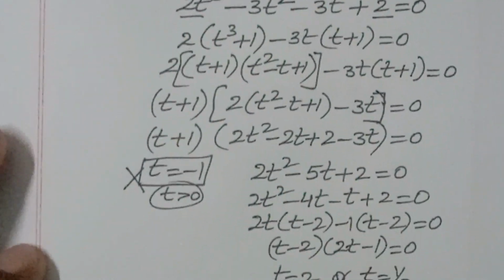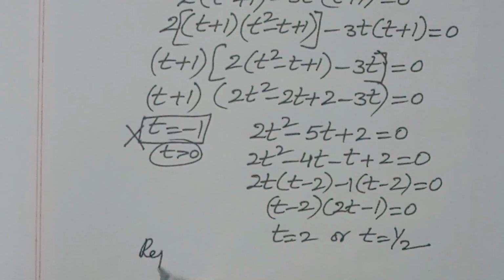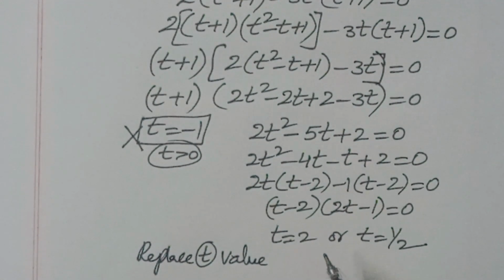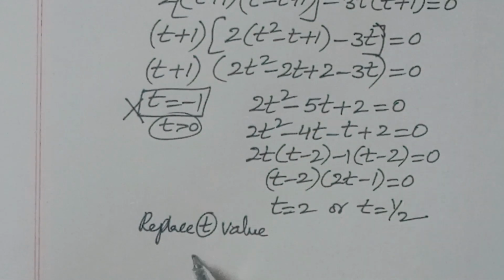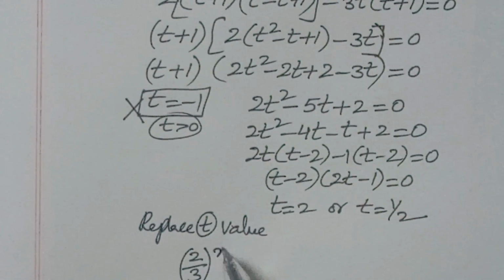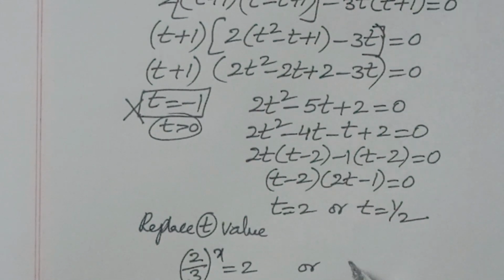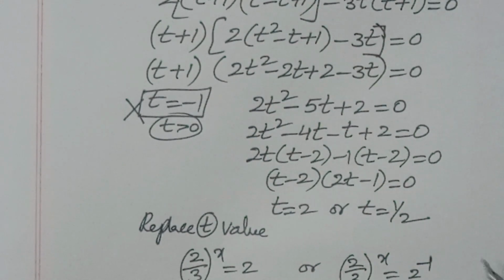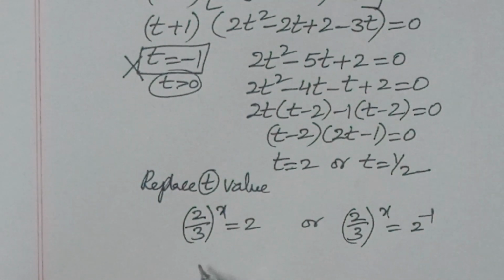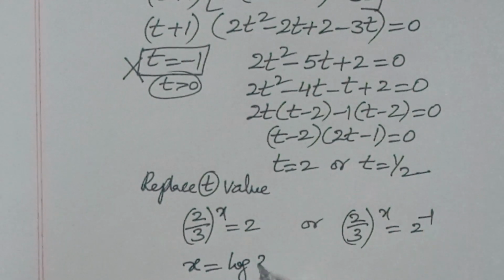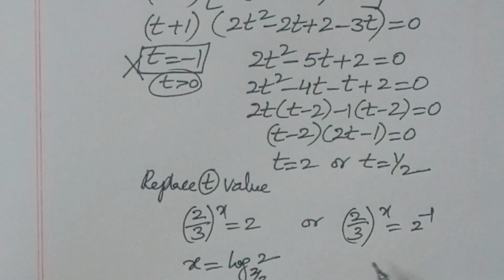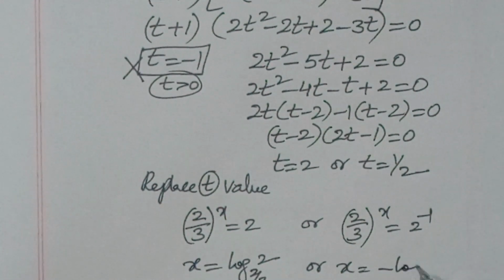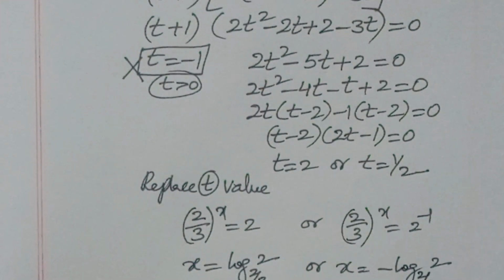Now replace the t value. (2/3)^x equal to 2, or (2/3)^x equal to 2^(-1), that is 1/2. So x is equal to log 2 to the base 2/3, or x is equal to minus log 2 to the base 2/3.